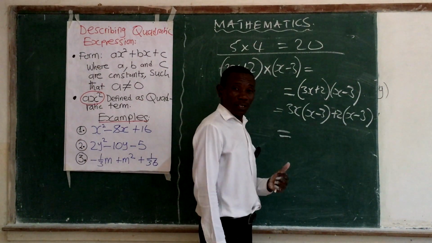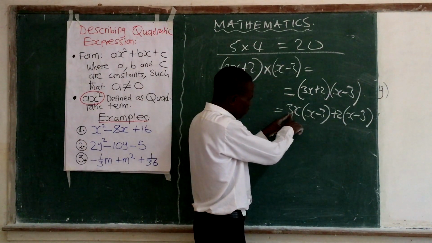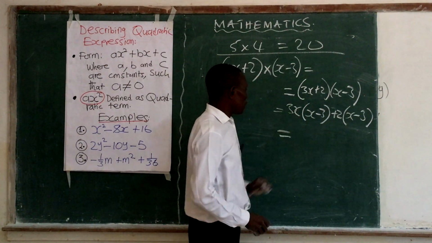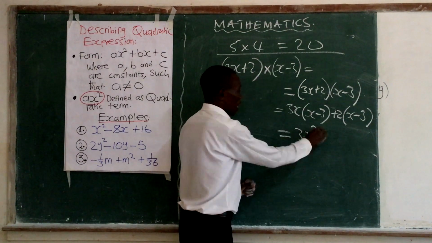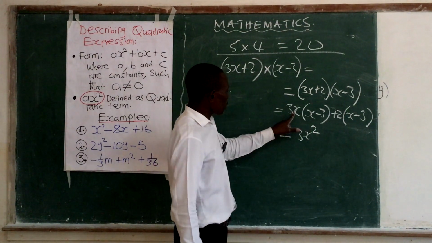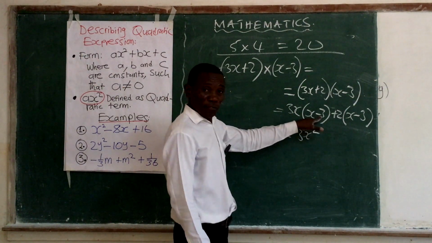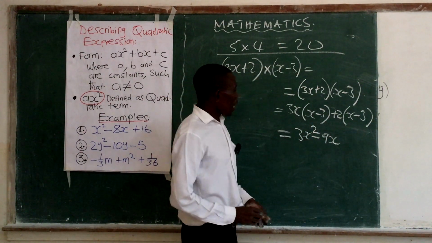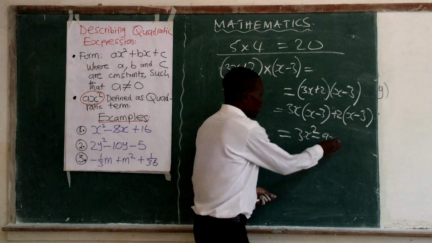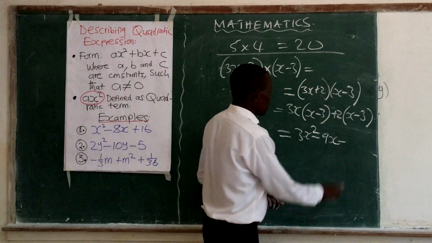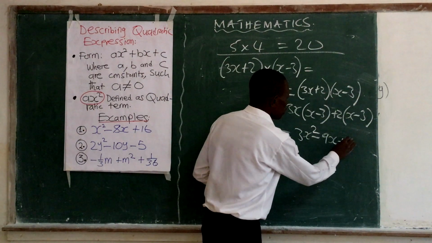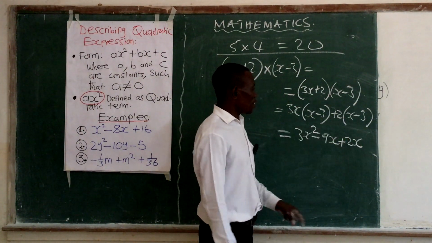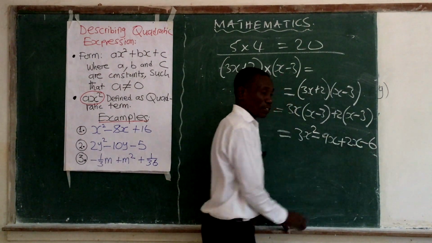When we multiply, you find that 3x multiplied by x, the answer I'll get from that is 3x squared. And when I multiply 3x multiplied by negative 3, this gives me minus 9x. And when I multiply 2 times x, that one gives me what? Plus 2x. And then 2 times minus 3 gives me negative 6.